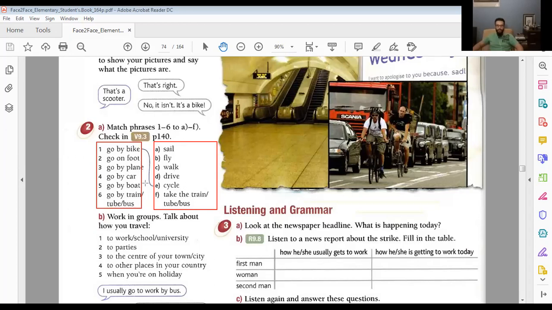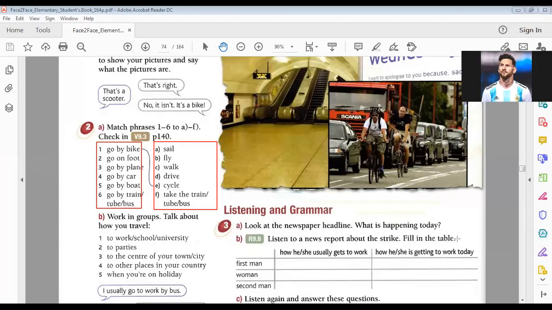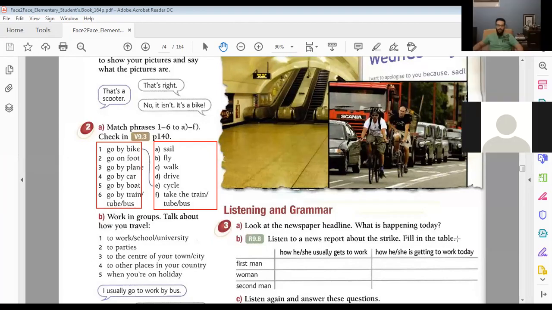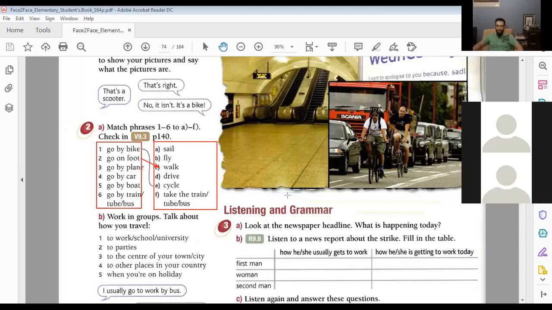Okay, so "go on foot." Walk. Who said walk? Yes, walk is correct. So go on foot is walk. Okay, let's give our new student a chance. Go by plane, Aisha. What's the correct verb? Okay, Salma, you answer that. Fly, correct.